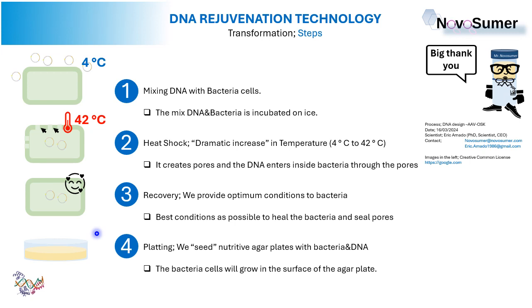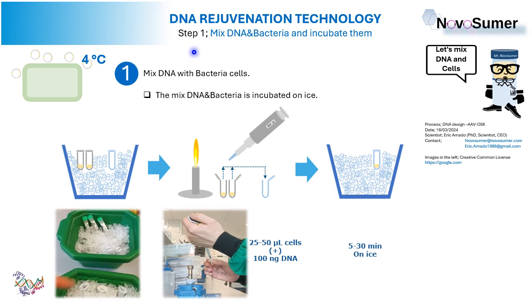Okay, easy, straightforward. So let's go to see the step by step in more detail. Okay, let's go for the next slide. So we are in the first step. Mix the DNA and the bacteria cells and incubate them. Okay, so what do we need? First, we need a nice ice box like this, an ice box that guarantees around 2 to 4 Celsius degrees temperature.